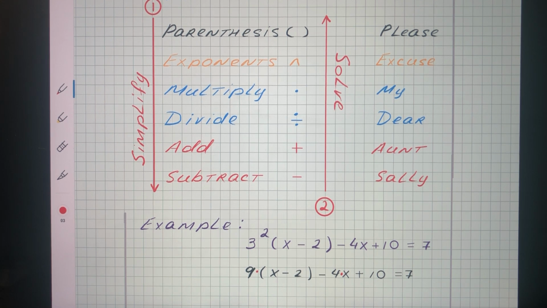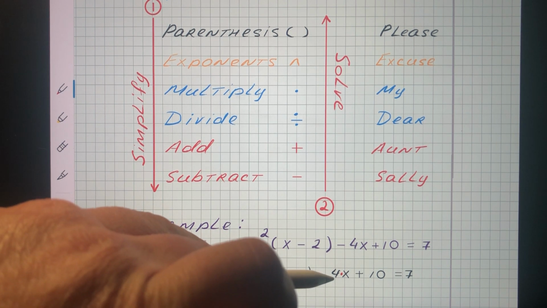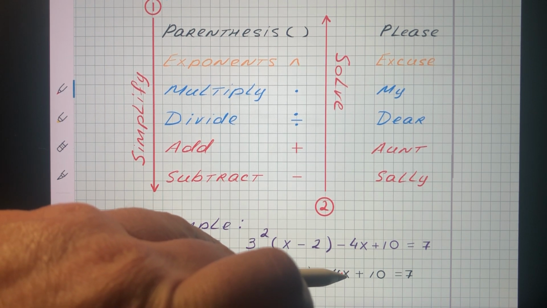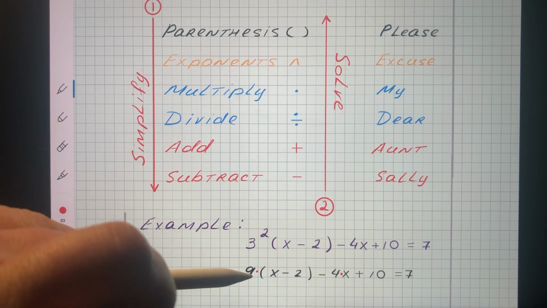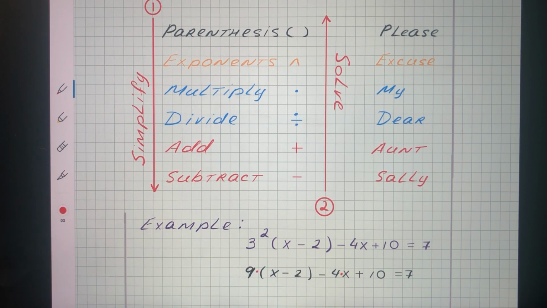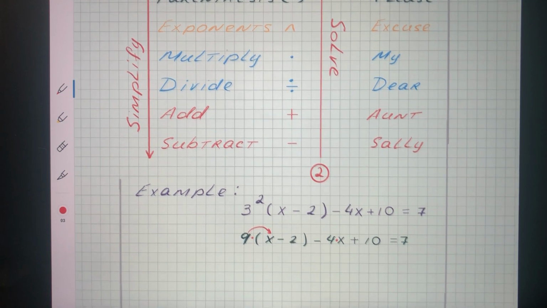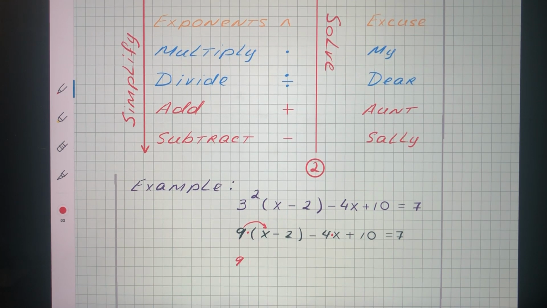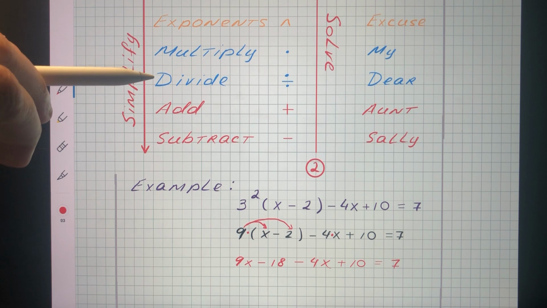Negative 4 times x is already as simple as it's going to be. But 9 we can distribute. So let's distribute the 9. 9 times x makes 9x, and 9 times negative 2 makes negative 18. The rest of the question is the same. That finishes multiplication. There is no division.